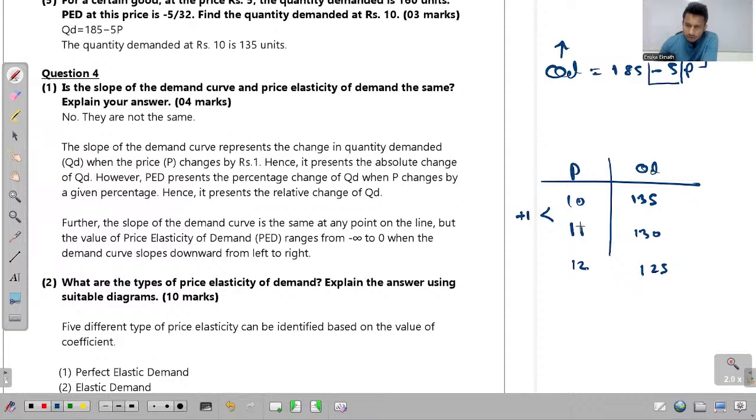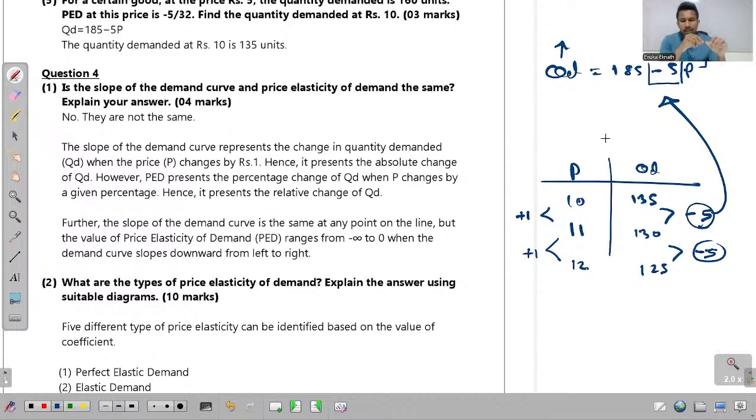Price has increased by 1 rupee. And what has happened here? Quantity demanded has decreased by 5. And that 5 is visible here. Again, price has increased by 1, and quantity demanded has decreased by 5. So this 5 is visible here. Slope means, I repeat that, the change in QD when price increases by 1 rupee. But elasticity means the percentage change of quantity demanded when the price changes by a given percentage.